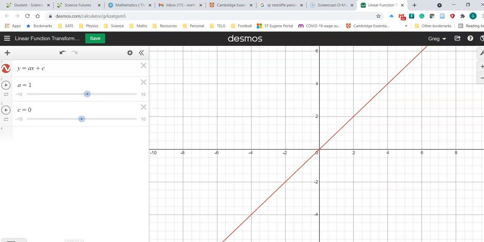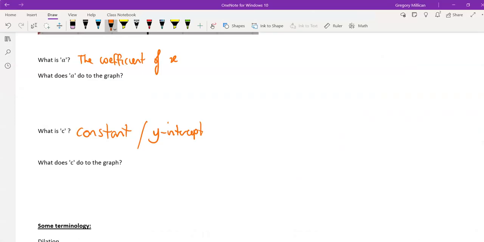With the easy one, if I move it +2, it moves up 2 units. If I go -2, it goes down 2 units. So the sign of C determines the direction, the value of C determines how far. Does that make sense? Yeah? So, and again, you're probably sitting there going, yeah, okay, that's good, thank you, sir.